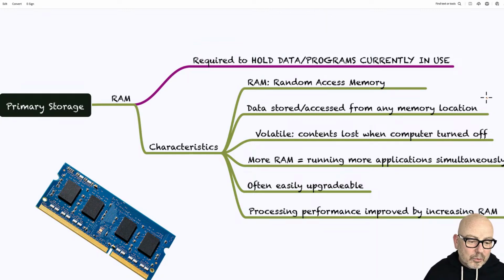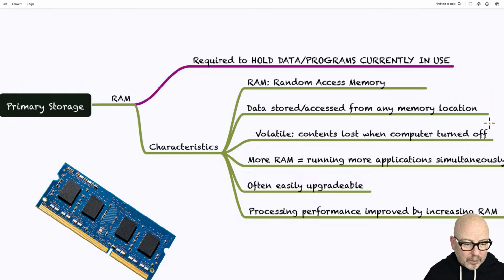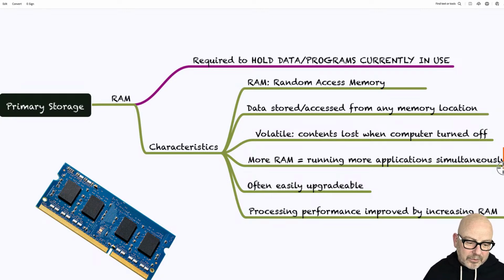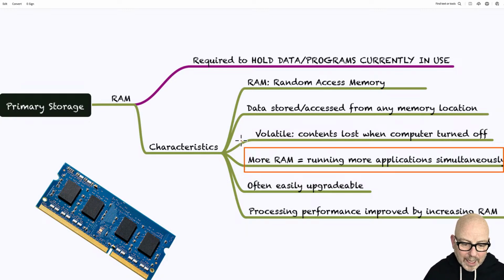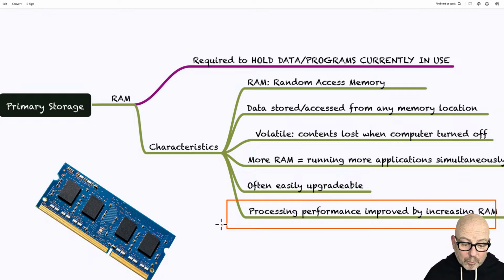The reason it's called random is because data can be stored or accessed from any memory location within the RAM chip. It's volatile, we've covered that before, so the contents are lost when the computer's turned off. They often check to make sure that you know that. And the other thing is they like to ask a question about the impact of having more RAM. Well, it means you can run more applications simultaneously, and other than that, the processing performance is improved by increasing RAM. So if you want to speed your computer up, improve the processing performance, more RAM always helps.